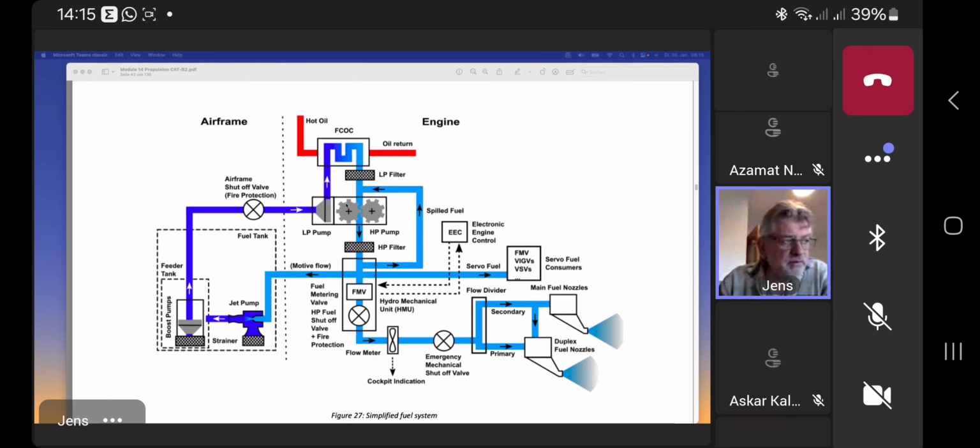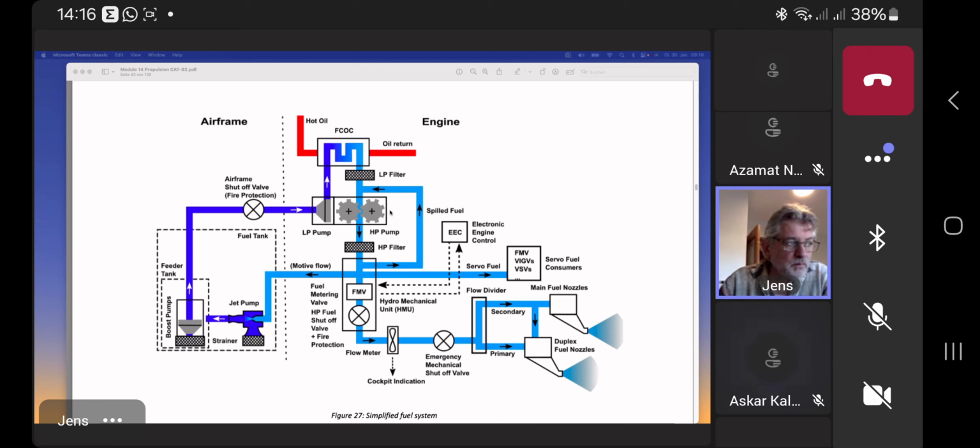Right after this, we have the high pressure pump. And also here, the high pressure pump will always provide more fuel than needed. Because this makes the reaction time faster in case the engine has to enhance the fuel flow very fast. Maybe think of TOGA, take-off, go-around. So the system is able to provide as fast as possible more fuel.